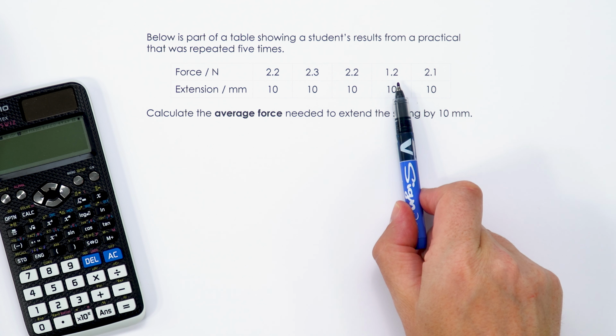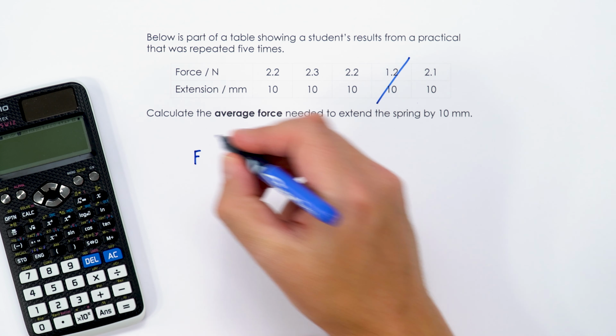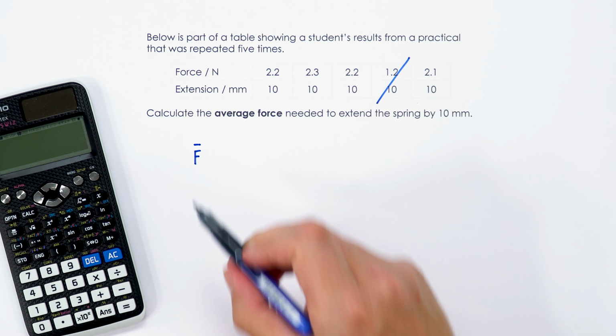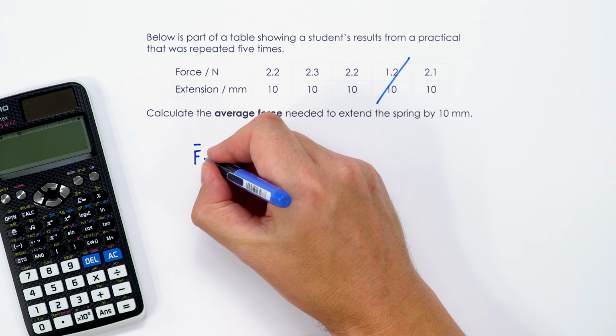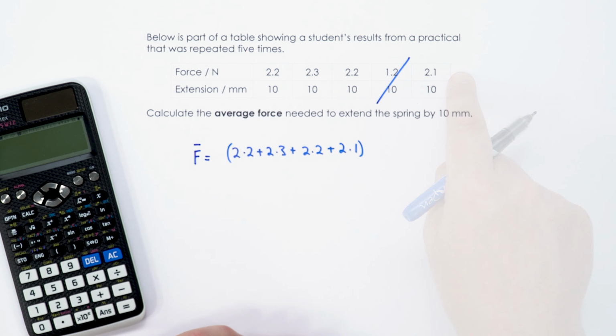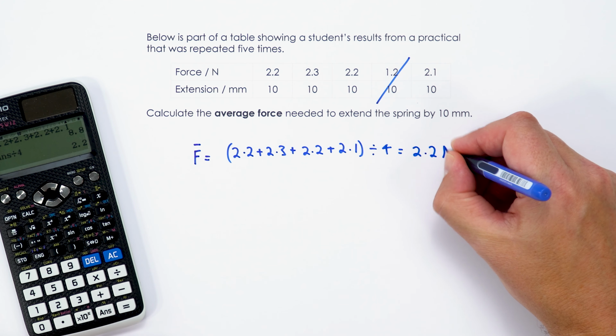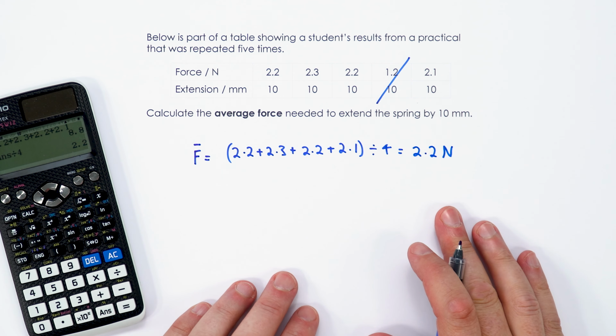So I'm going to ignore that, and that means in order to work out the average force, which I'm just going to put a bar above it to show that this is the mean value, this is going to be equal to the numbers added up and then divided by the number of numbers that we've got. So that's all going to be divided by 4, which gives me an answer equal to 2.2 newtons. So a really straightforward example.